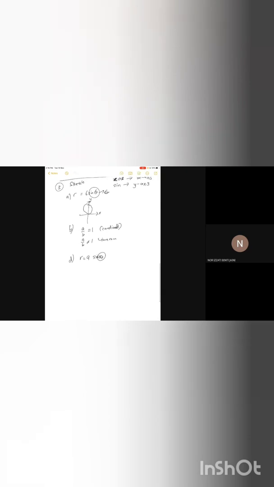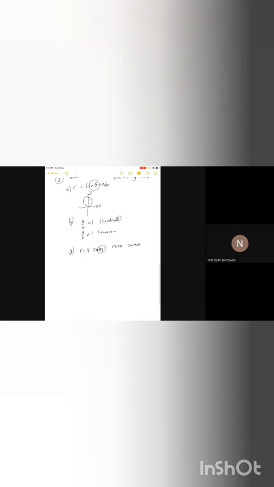D is r equals to 9 sine 4 theta. It is not a circle, okay, because you see you only have sine there. You may think that it is a circle on the y-axis, the same as A. However, it's not because you have 4 theta. A circle is only when you have a single theta, a single constant. However, now you have 4, okay, so it will become a Rose curve. So I will show you how to do the Rose curve.